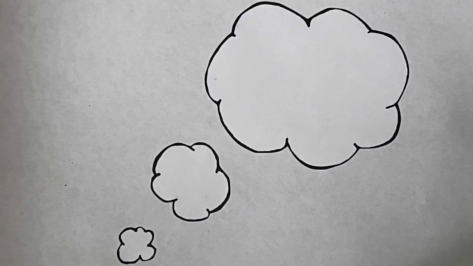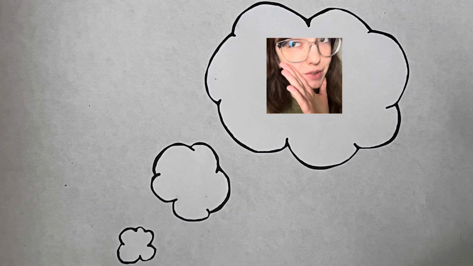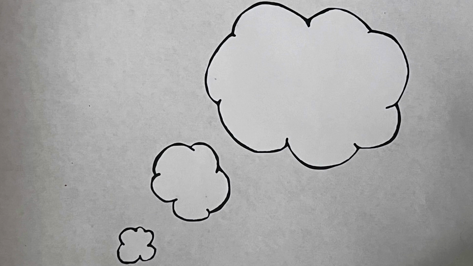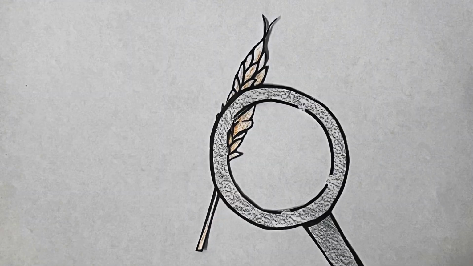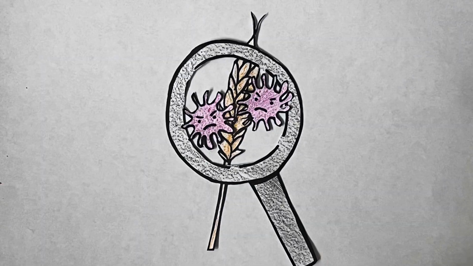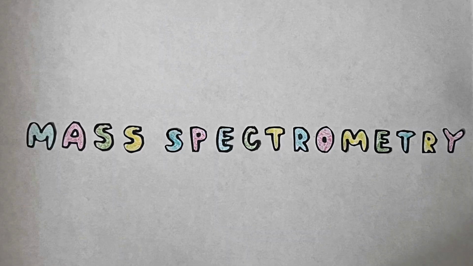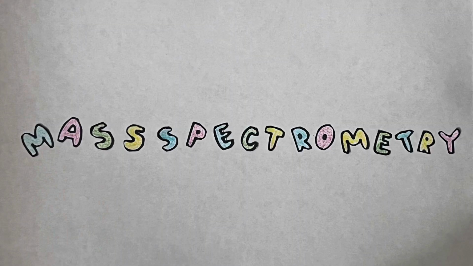Imagine that you're a scientist, which, if you're watching this video, you probably already are, and you learn that the latest shipment of wheat to the world's most famous cookie factory is potentially contaminated with a deadly mold-produced toxin. Being the problem solver you are, you're able to use a method called mass spectrometry to analyze the sample of wheat and detect the presence of the toxins.